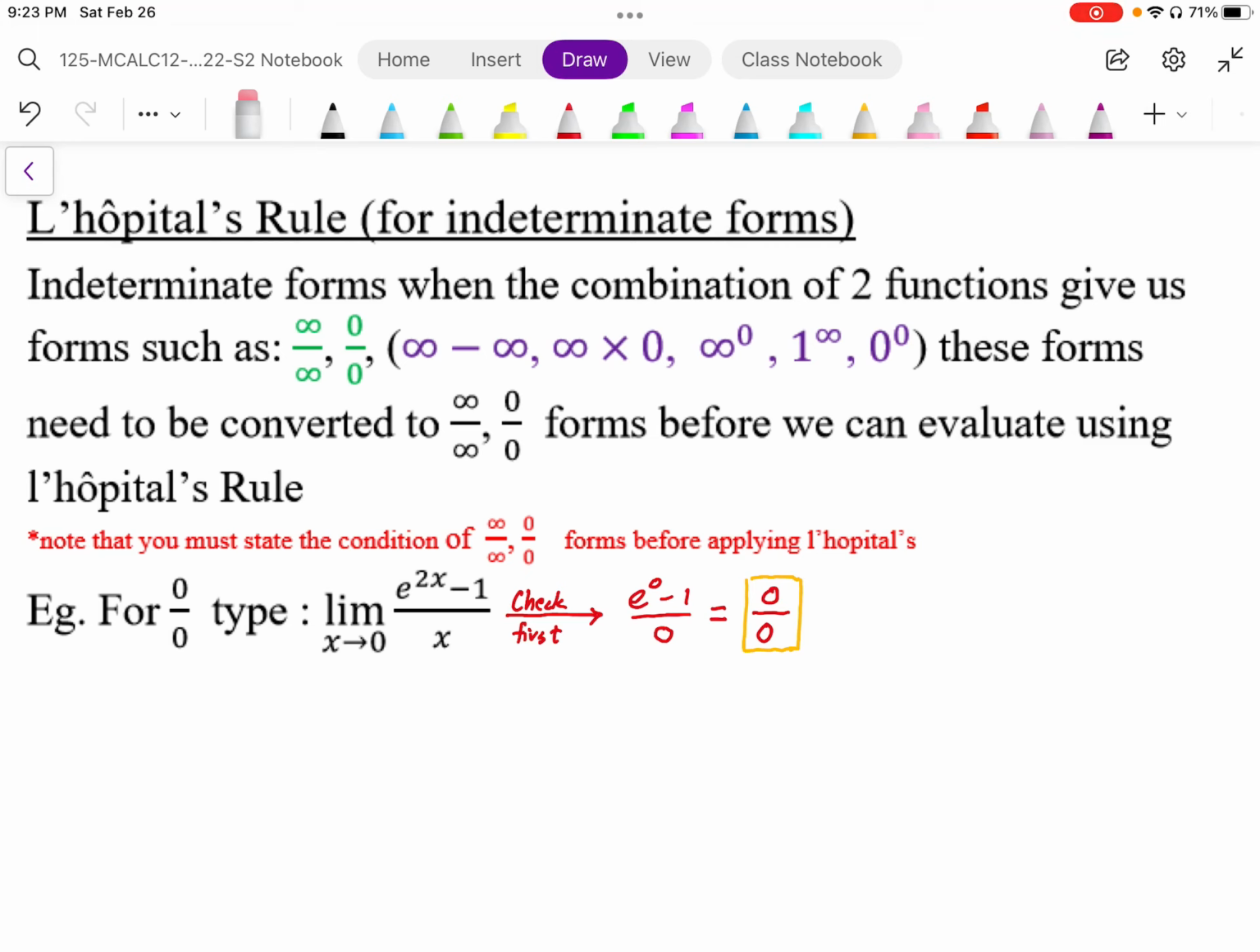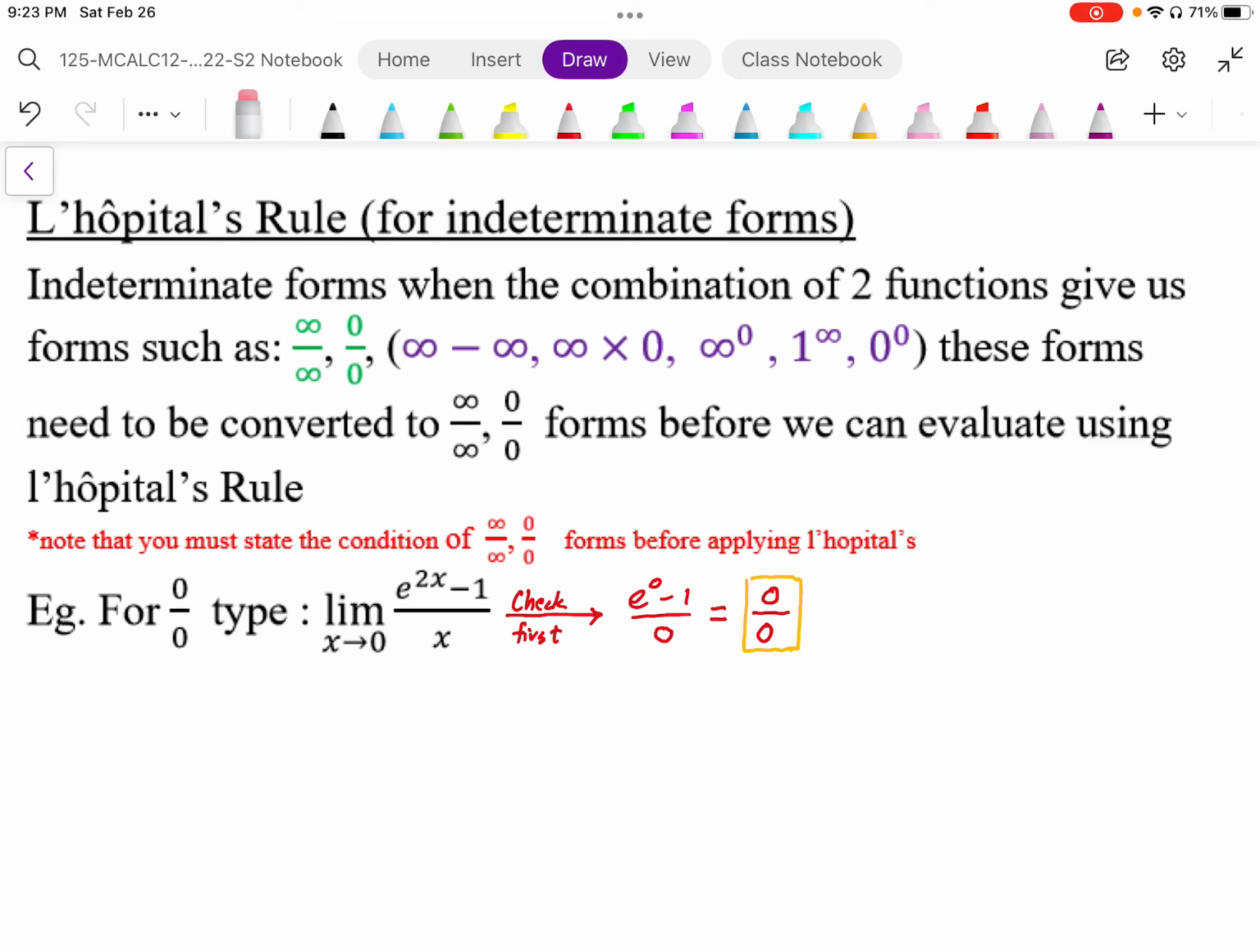We don't know. Same with infinity to the power of 0, 1 to the power of infinity, and 0 to the power of 0. These are all indeterminate forms, just like infinity over infinity, but we can't do limits on them until we put them into a ratio. So all these purple ones must be converted into either infinity over infinity or 0 over 0, and then we can use this rule.